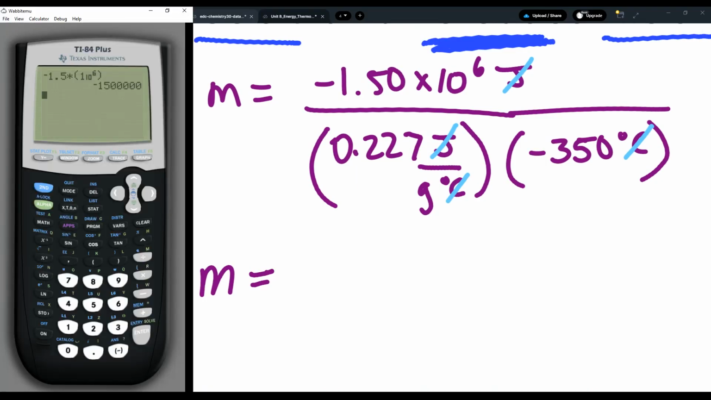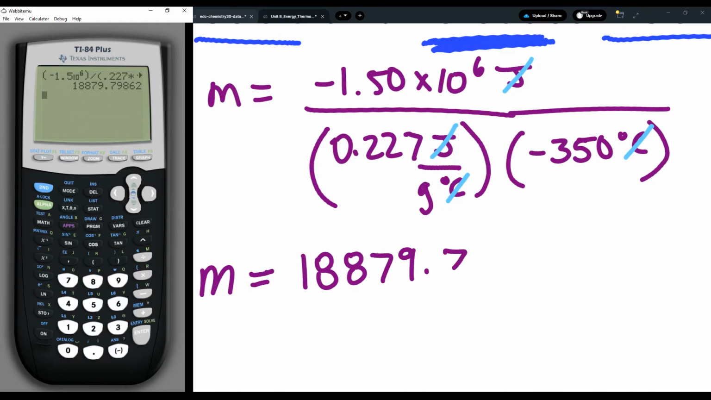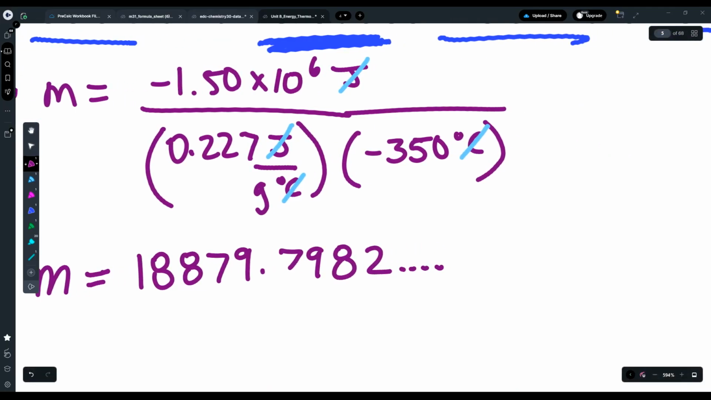Okay, so let's throw this into our calculator here. I'm going to put brackets, negative 1.5 times 10, so I went second function log, to the power of 6, hit the right arrow, close the bracket, divided by bracket 0.227 times negative 350, close the bracket, hit enter, and that's what we get. 7982. The number kept on going on forever.